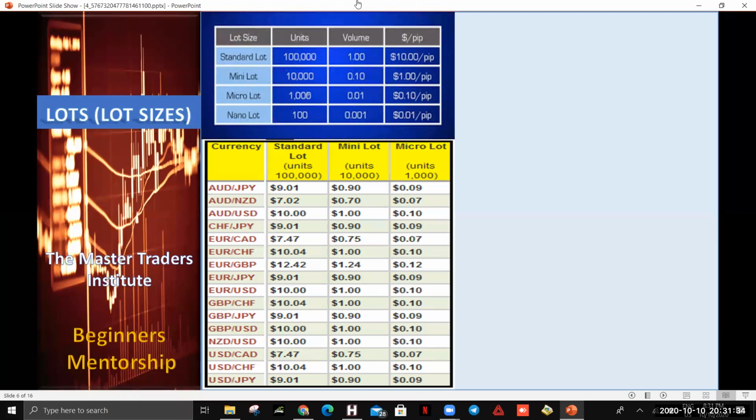Now, let me explain what it is. 100,000 units is what? 1 standard lot. Meaning, if you're placing 1 standard lot on an account, what you're going to get is $10 per pip. So let me give you an example. Pip means a movement, like what Blaze told us yesterday. Pip means a movement in the forex market.